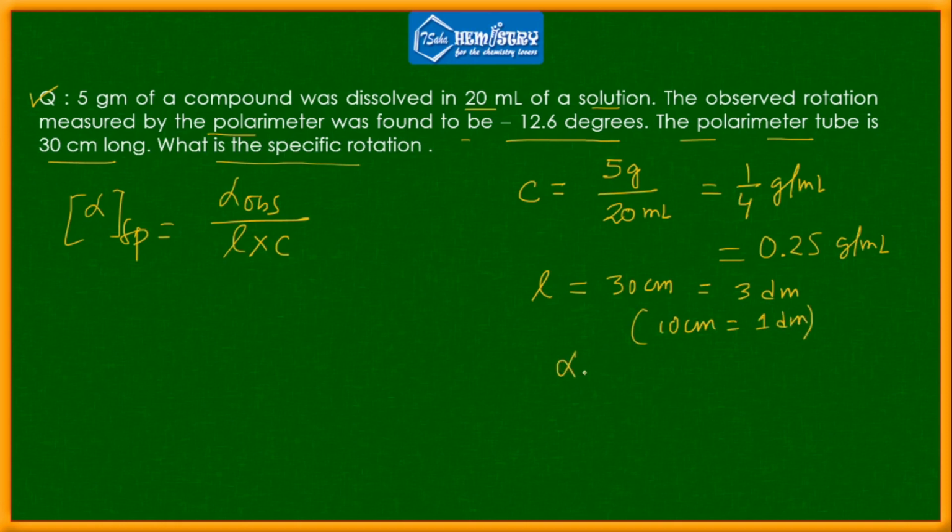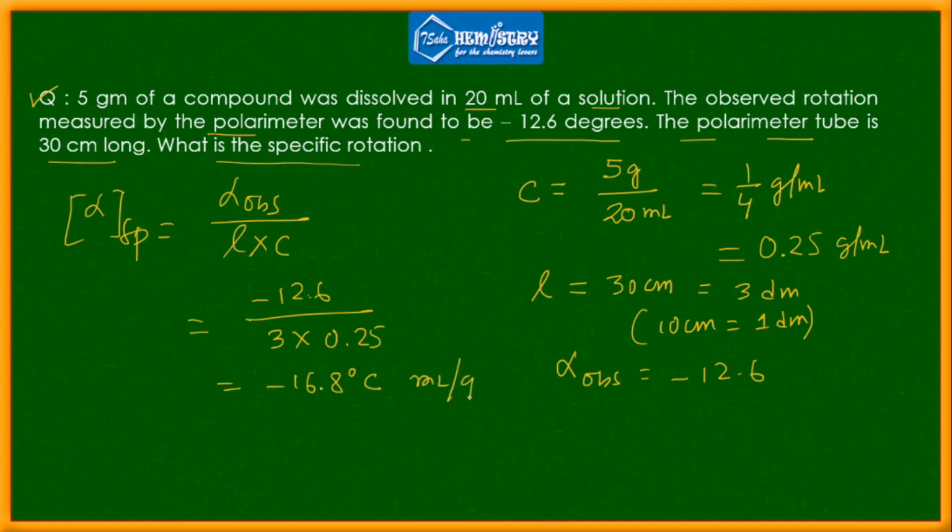Now what is the value of alpha over here? So alpha observation is already given, minus 12.6. Now we have all the values. If I put all these values over here, minus 12.6, in place of L we can put 3, in place of C we can put 0.25, and after simplification we get minus 16.8 degree ml per gram dm. So this is actually the answer, that is minus 16.8 degree. So this is the way to solve this type of problem.